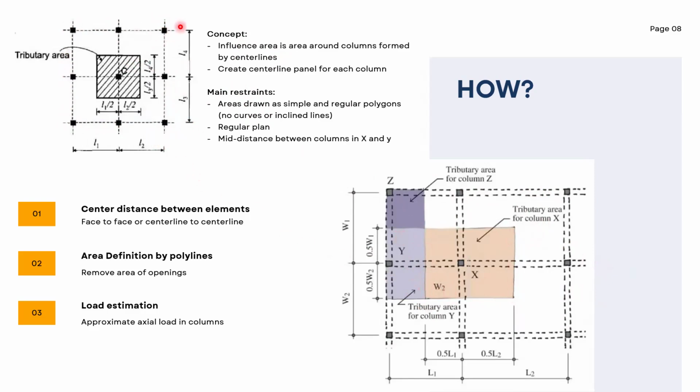Okay, so if we have a grid of columns, the influence area is marked by the center lines between columns. Now we will discuss them more over AutoCAD, but this is just a quick overview. So as you can see, this is the tributary area, which is the mid distance between the columns from each side. Then we define this area by polylines, and finally we can do our approximations.